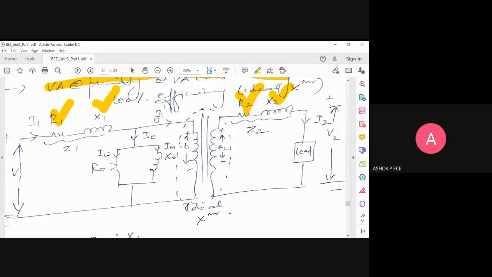And as I already said, this induced EMF E1 is going to oppose your V1. Because of magnetic coupling, you have the induced EMF in the secondary, which is in phase with this. E2 and V2 will be in phase. Only E1 and V1 are going to be out of phase because of Faraday's law of electromagnetic induction. And since you have a load in your secondary, you will have a load current I2 passing through your secondary. I'm denoting the R1 and X1 series combination as Z1 and the R2 and X2 series combination as Z2. This is the equivalent circuit of a practical transformer.